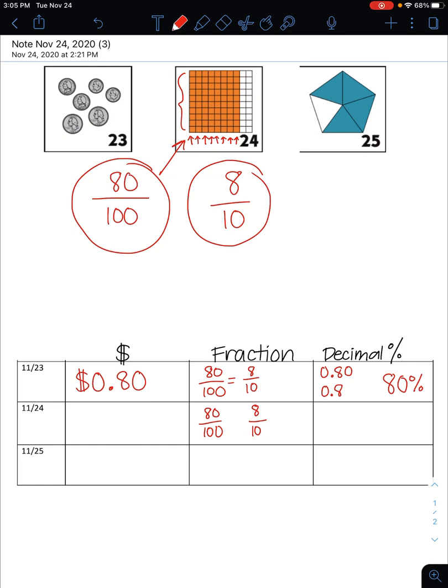You may notice that these 2 fractions are the same as we had for November 23rd, and that means that our money format will also be the same value, 80 cents, and our decimal format will be the same, 80 hundredths or 8 tenths, and our percentage is also the same, 80%. Record those formats for November 24th, then we will look at November 25th.